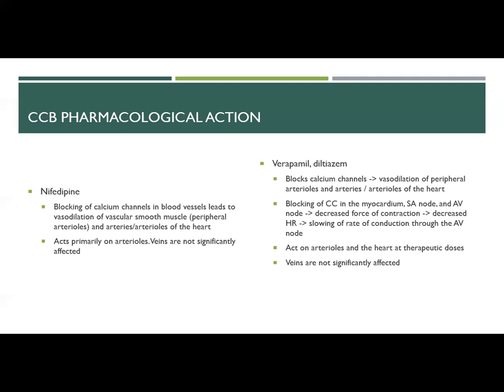Verapamil and diltiazem block calcium channels and cause vasodilation of the peripheral arterioles and arteries and arterioles of the heart. Blocking of calcium channels in the myocardium, SA node, and AV node causes decreased force of contraction, which causes decreased heart rate, which causes slowing of the rate of conduction to the AV node. So this is why we can use them as a rhythm medication. They act on the arterioles and the heart at a therapeutic dose, and veins are not significantly affected.